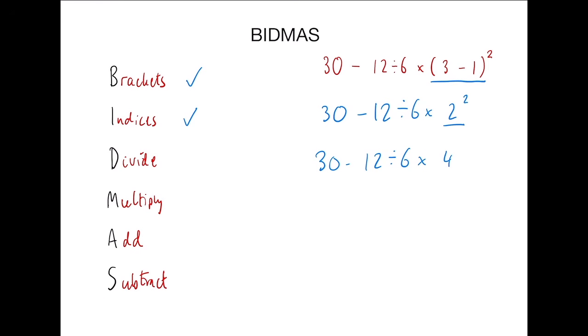So we have 4 there now. Finally, is there any dividing? Yes, there is. So we would do 30 minus 12 divided by 6 is 2. And we just write the times by 4 after that. Multiplying, yes, we have multiplying. 30 minus 2 times 4 makes 8. And 30 minus 8 is going to be 22. And that's our final answer. So using this method to solve any BIDMAS question should mean that you don't get any wrong and you get the order right every time.